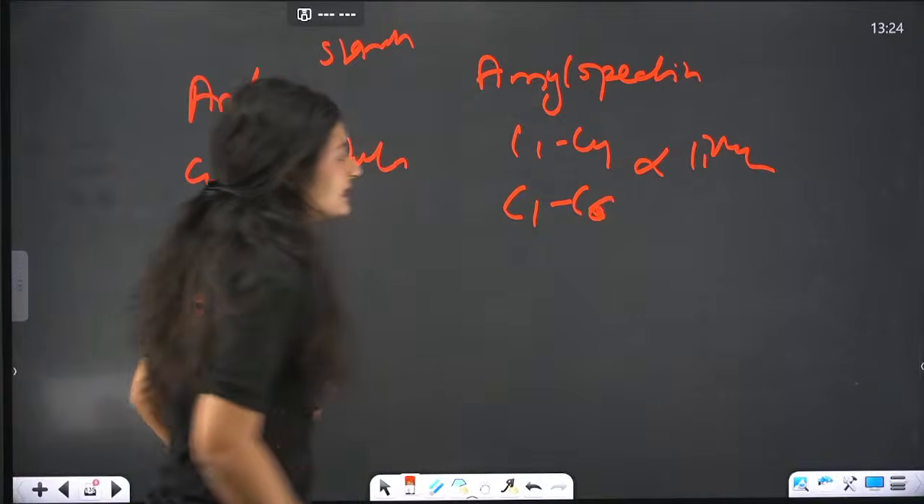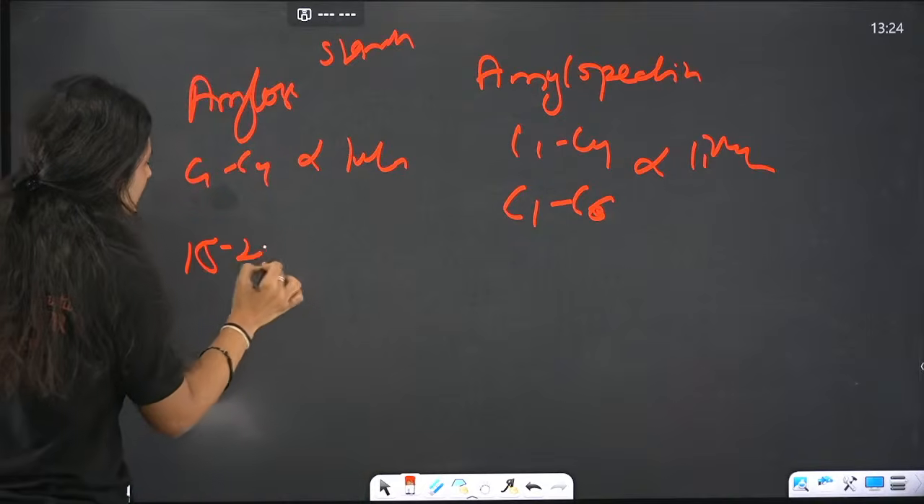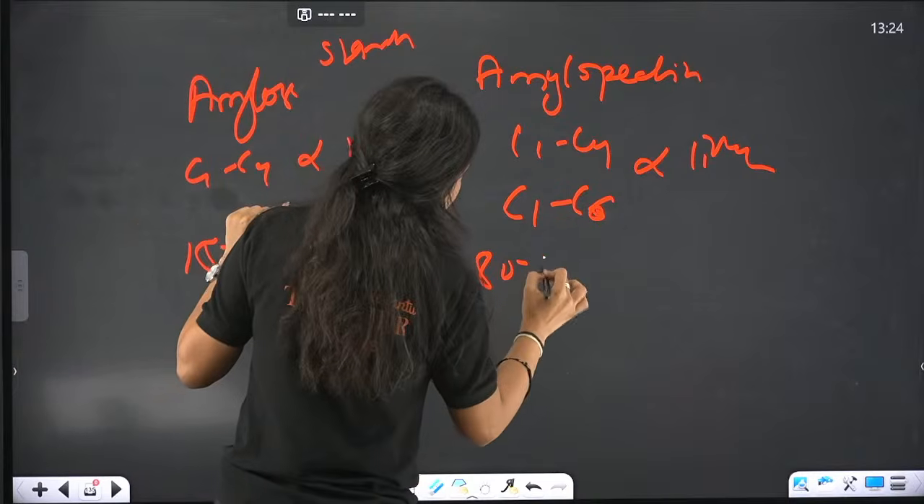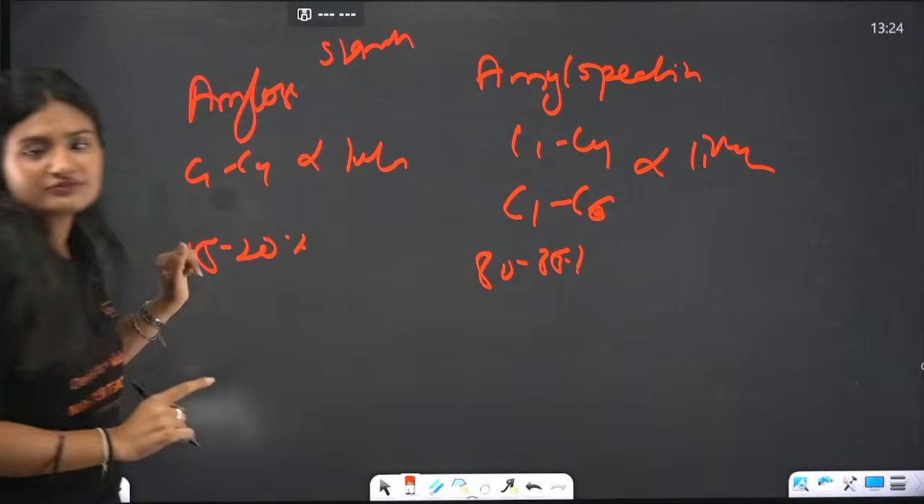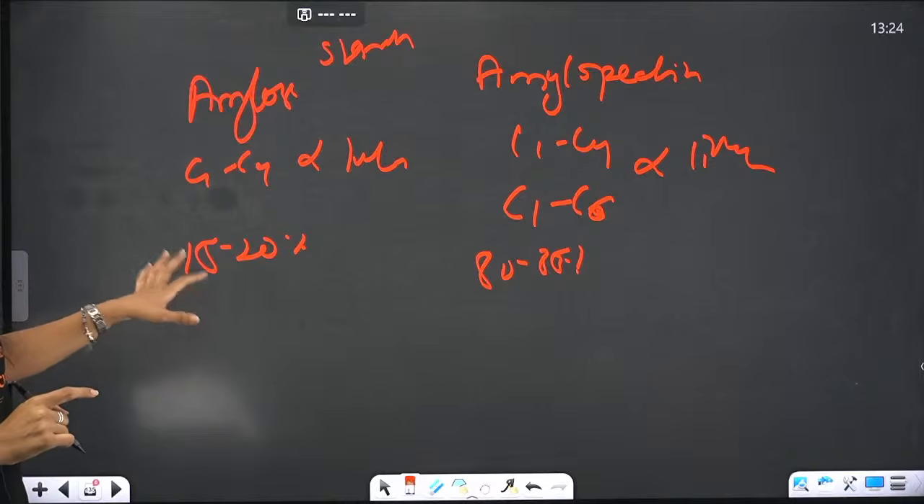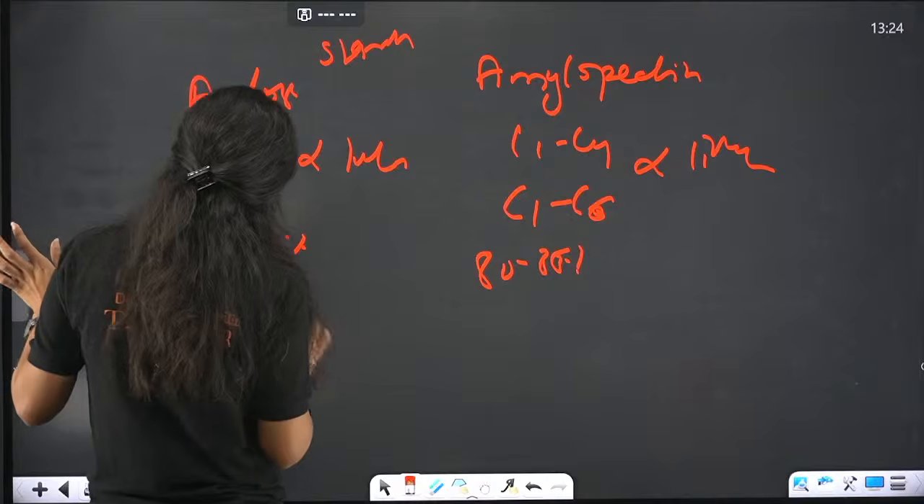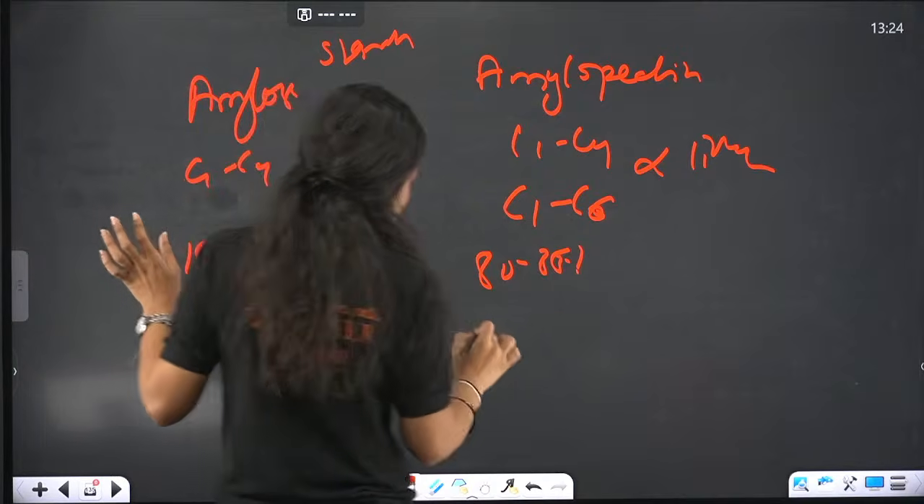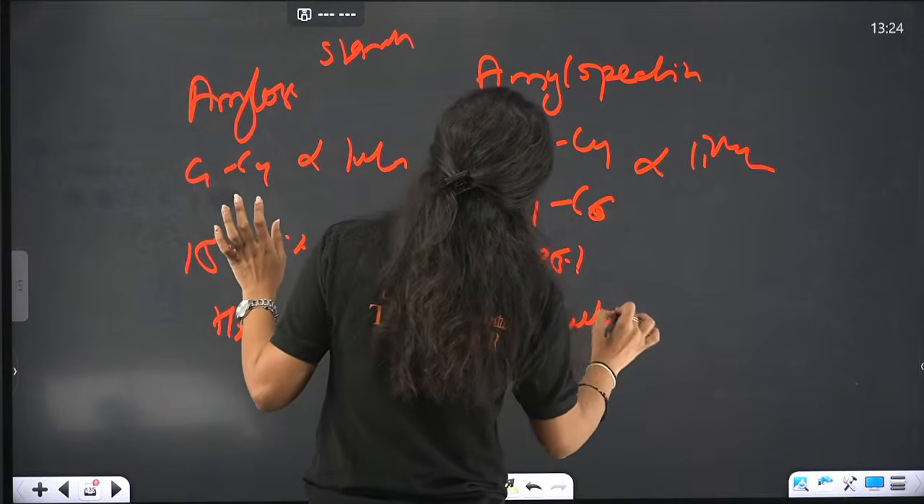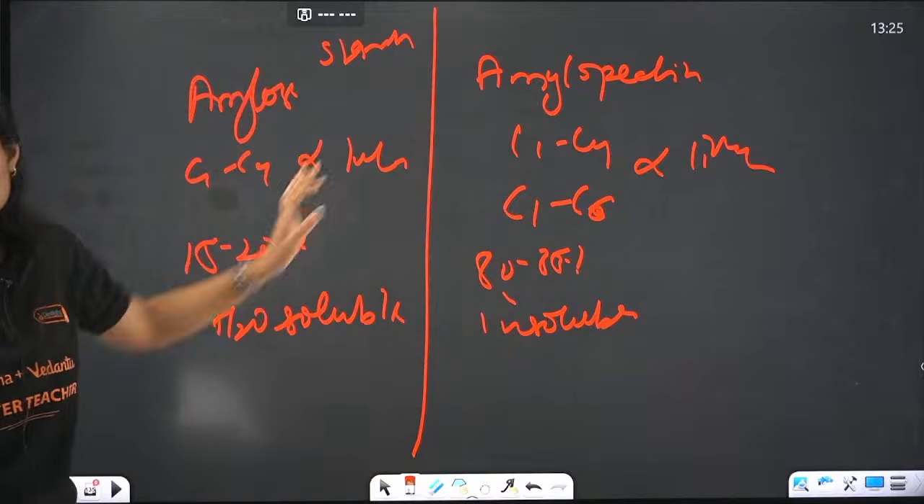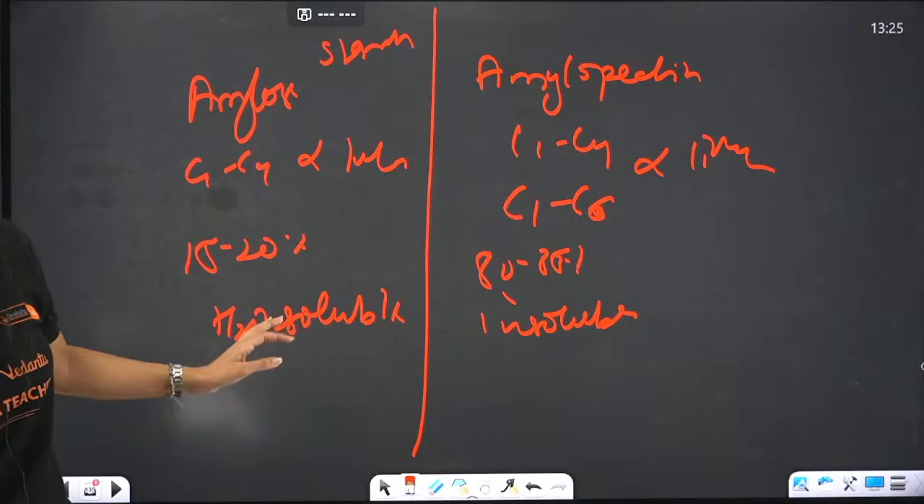Amylose is around 15 to 20% of starch, and amylopectin is around 80 to 85%. Amylose is water soluble and amylopectin is water insoluble. This is important, amylose and amylopectin, most of the time they ask it.